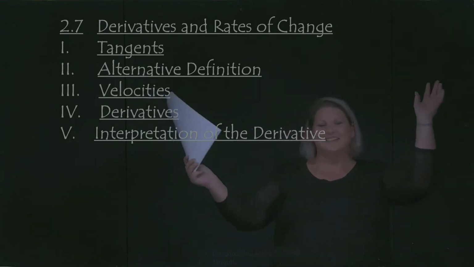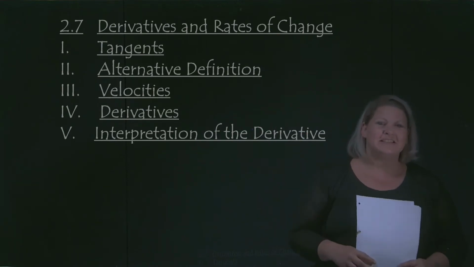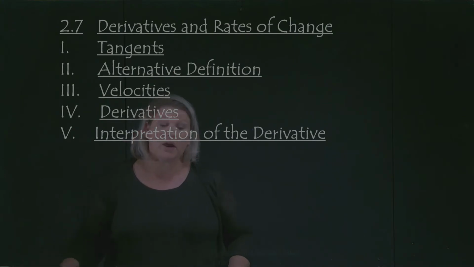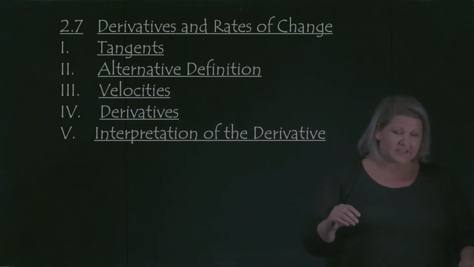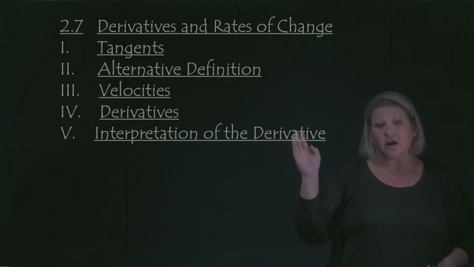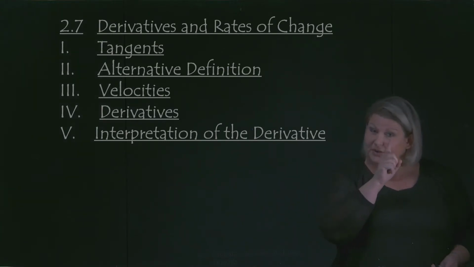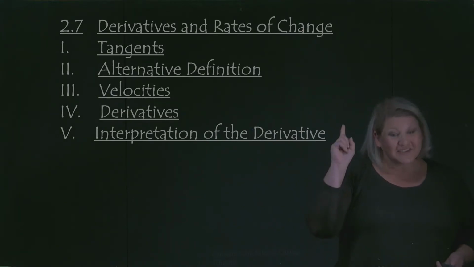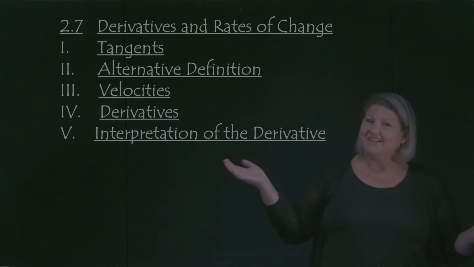Okay. Anyways, today we are going to look at section 2.7 in our textbook, and we are going to look at derivatives and rate of change. We are covering this in 5 subtopics. We're going to look at tangents first. Then we're going to look at the alternative definition of a tangent, velocities. Then we're going to look at derivatives, and then we're going to look at interpretation of the derivative. This is quite a hefty section, so make sure you got your pencils and paper ready. Take some notes.